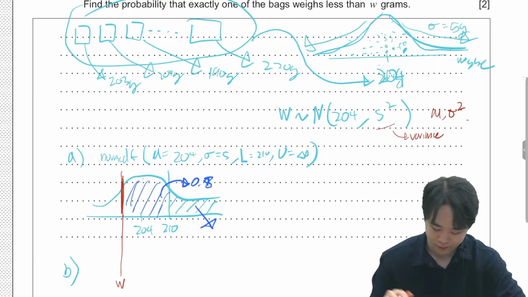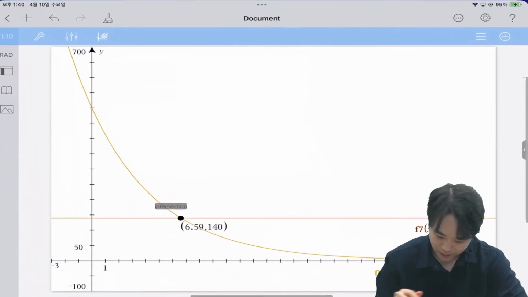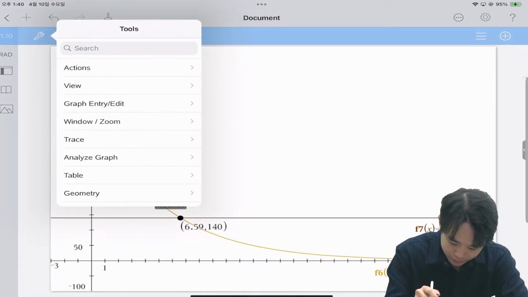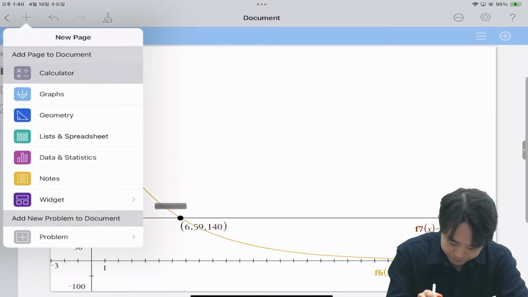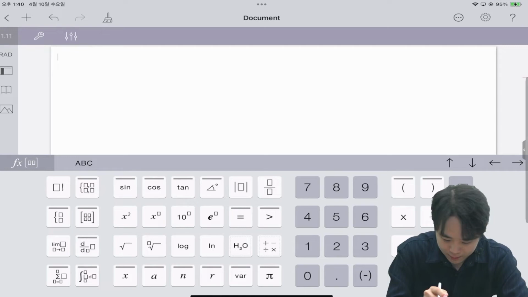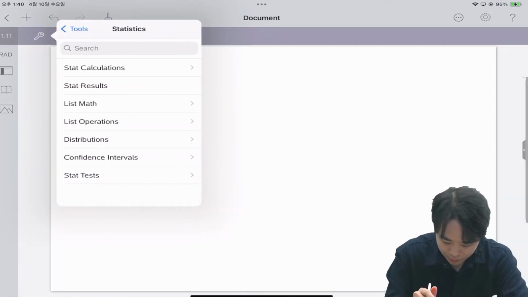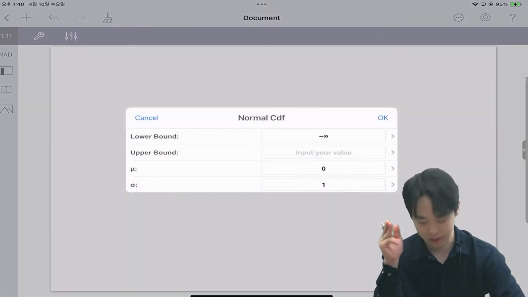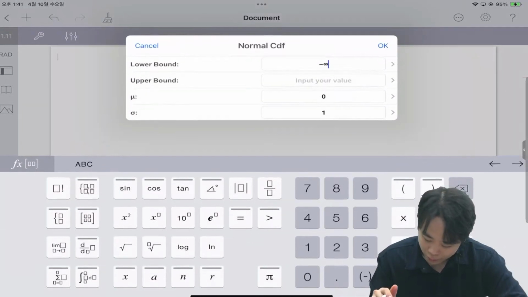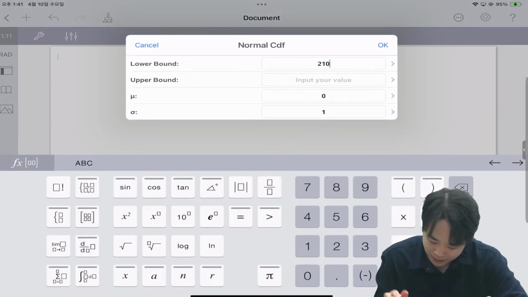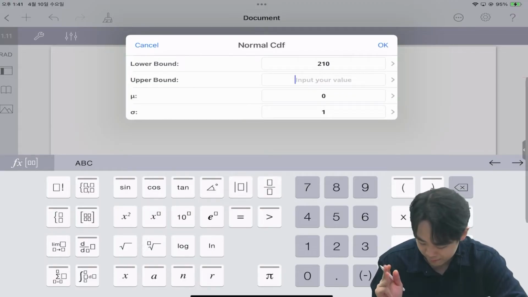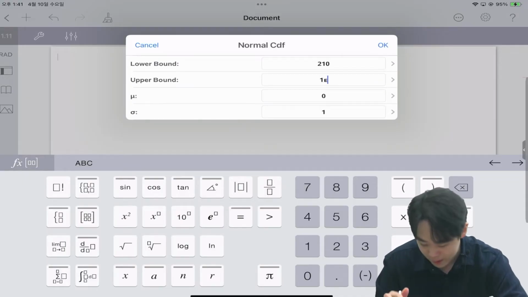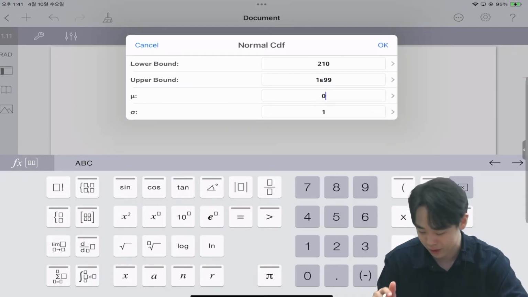Okay, so we're going to head over to the normal distribution. So if we head over to our calculator, we get stats, normal distribution, right? And we want to do normal cumulative distribution frequency. So I want my lower bound to be 210. I want my upper bound to be infinity. So you could look for the symbol infinity, or it's perfectly fine to just say 1 times 10 raised to the power of 99. It's an arbitrarily large number.